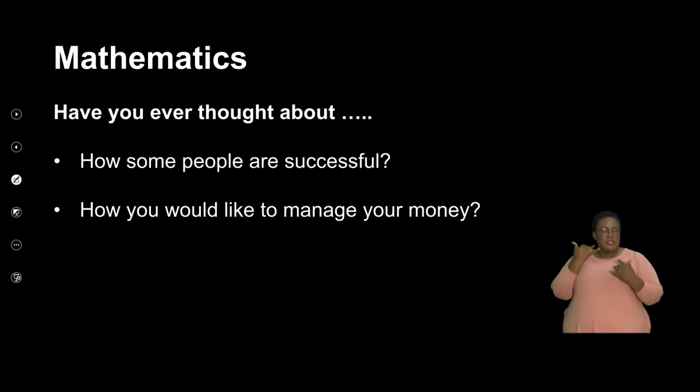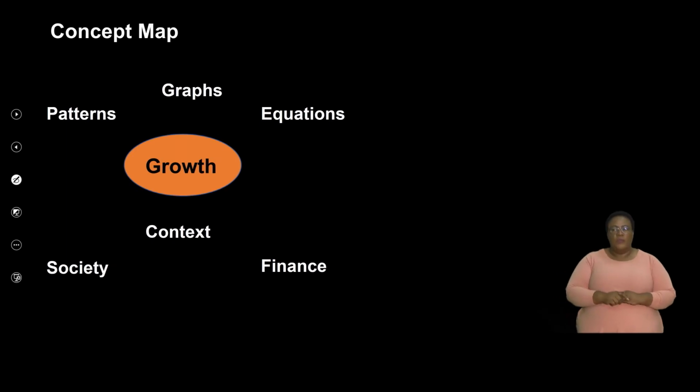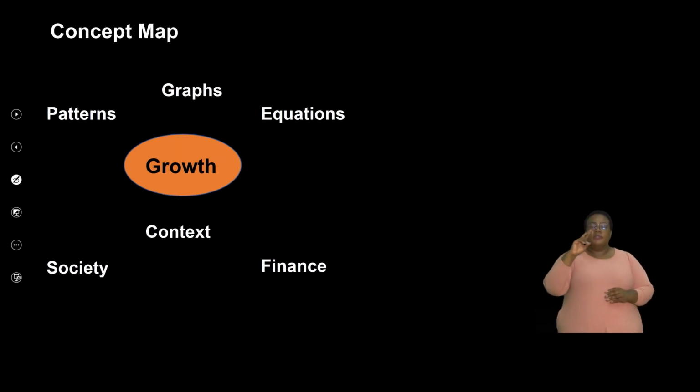Remember, our concept map has the big idea being growth, and we looked at different ways of representing growth: in patterns, in graphs, and in equations. Then we looked at our context. Context had to do with society, and it also had to do with finance. Society is the normal things that we are seeing: trees are growing, grass is growing. And also we looked at finance, which is what we are now talking about under the concept of patterns.